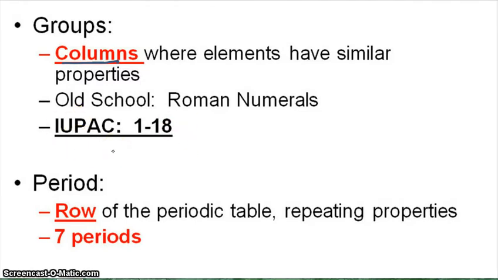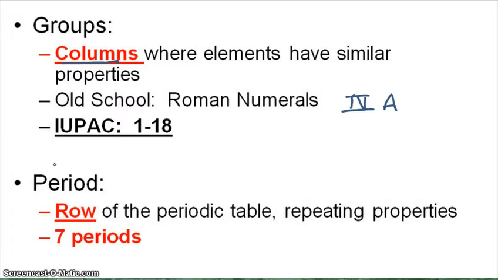The old school way to number it would be with Roman numerals, and so if you look at a table that's not yours and you're wondering how it's numbered, sometimes you'll see a Roman numeral, let's say Roman numeral 4, and then you'll see an A or a B behind it. So some of the groups have different numbers in different tables. But the current and most modern table is going to be just a 1 through 18.